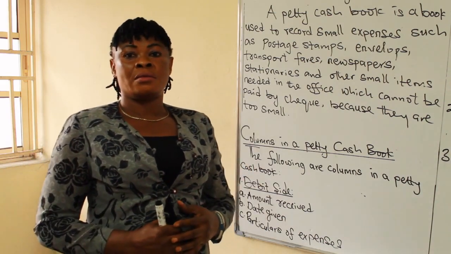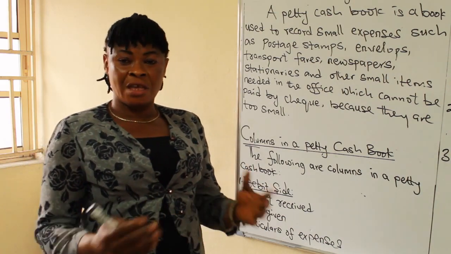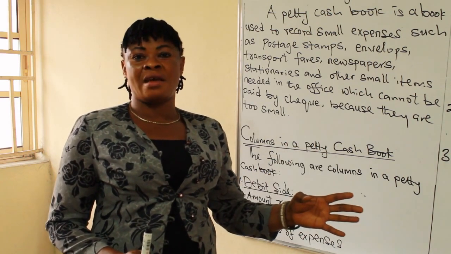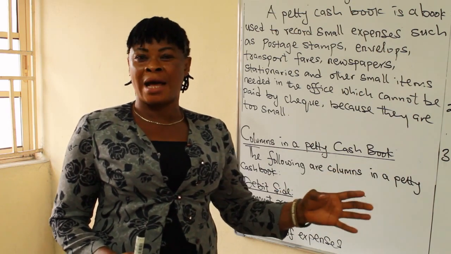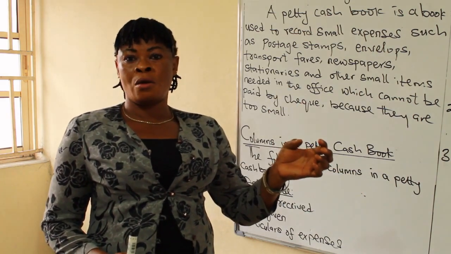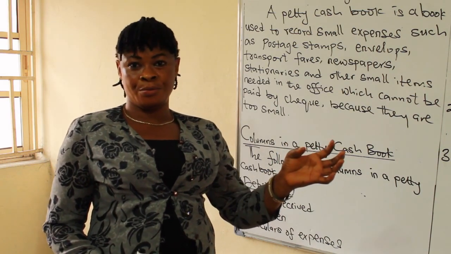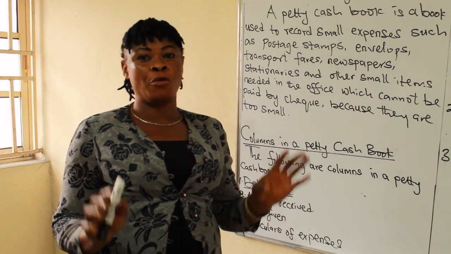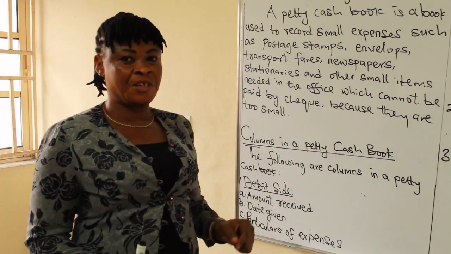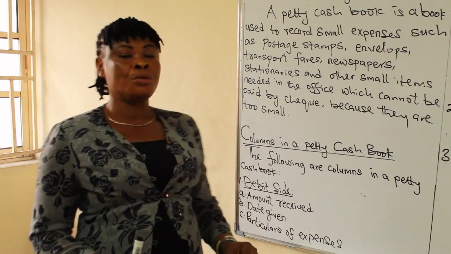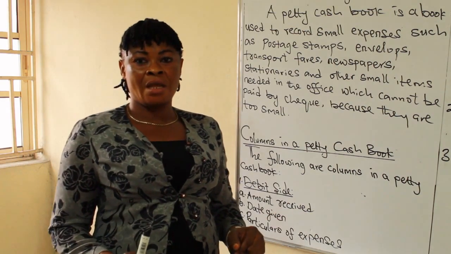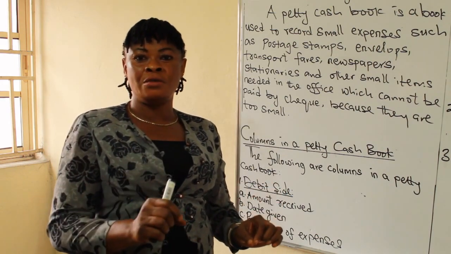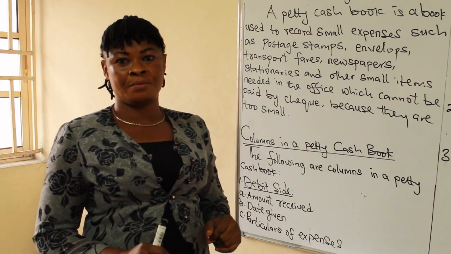Let's say 2,000 naira is given to a petty cashier to keep. Now, this 2,000 naira is known as imprest, or we can also call it float. It's kept by the petty cashier, and it is used for small expenses in an organization. Then number two is the date given. That is the particular date that amount is given to the petty cashier.